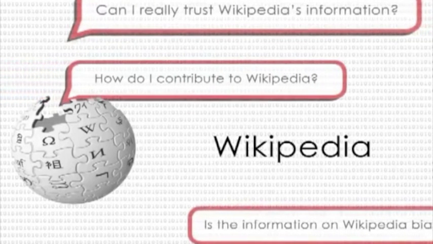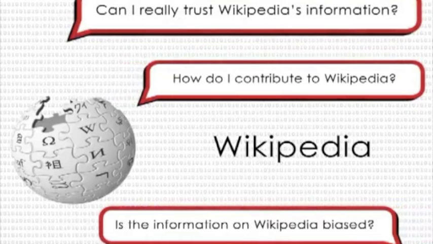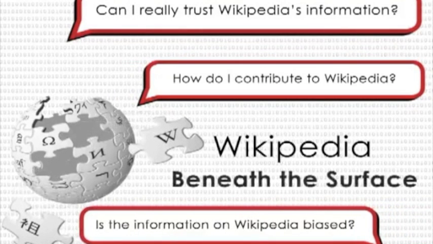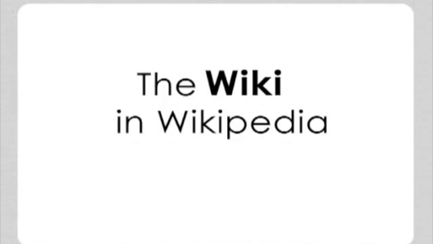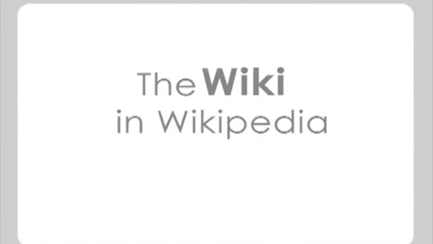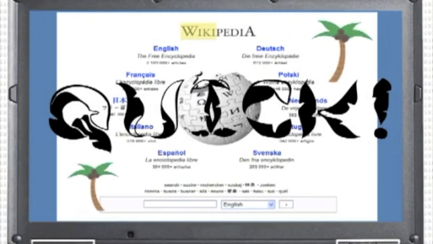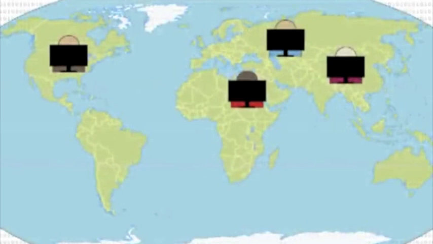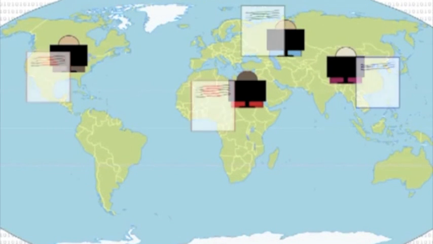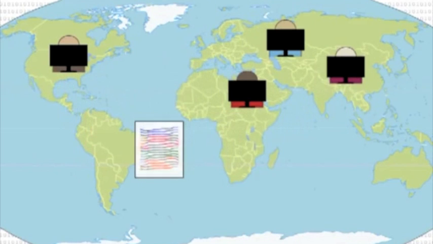How does information get into Wikipedia in the first place? There's a lot to discover when you scratch beneath the surface. Wikipedia is a wiki, a special kind of website that allows many people to contribute to the content. The word wiki means quick in Hawaiian. The name comes from the fact that on the most basic level, a wiki is a quick way to make a web page. Wikis help people collaborate online. This means that a group of people can contribute information to a wiki without seeing each other face to face.